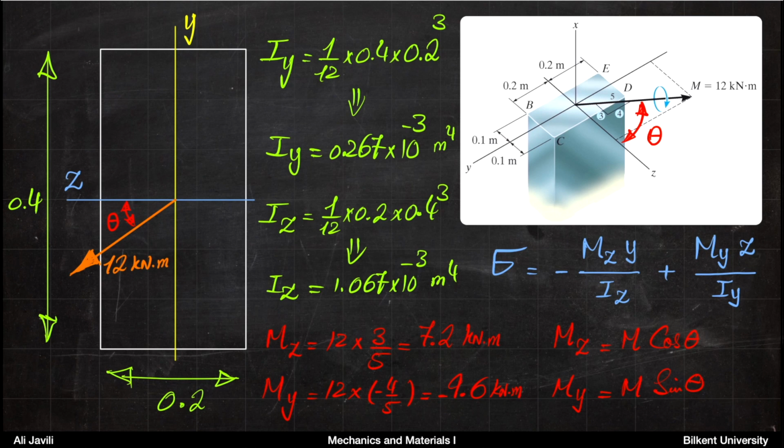The moment of inertia with respect to z-axis is more standard or similar to what we had done previously. So if you want it with respect to z-axis, then this is our b, and h is our height 0.4. So you would have 1 over 12 times 0.2 times 0.4 to the power 3, and Iz would be 1.067 times 10 to the minus 3 m to the power 4, meter to the power 4.